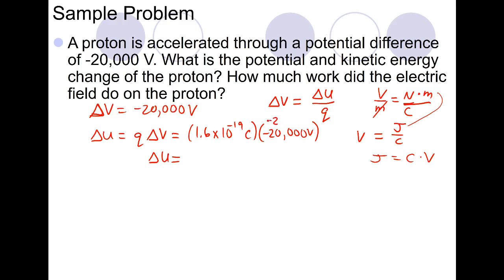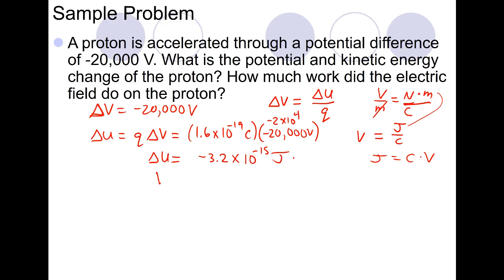Okay, now this is negative 2 times 10 to the 4th. So if I just think about it this way, I don't need a calculator. That's negative 3.2 times 10 to the negative 15th joules.